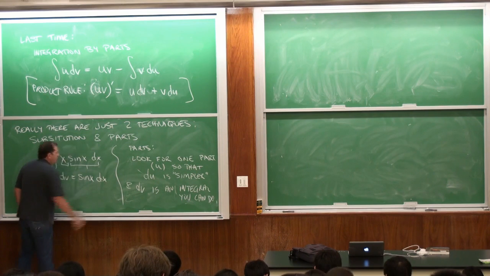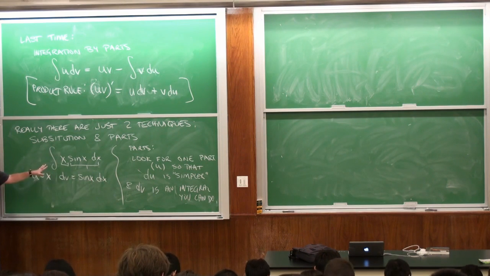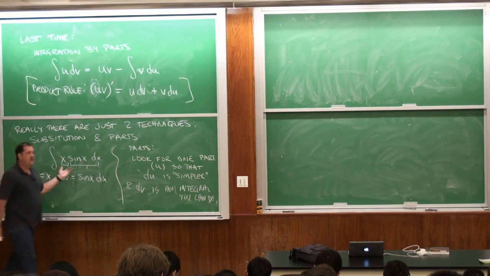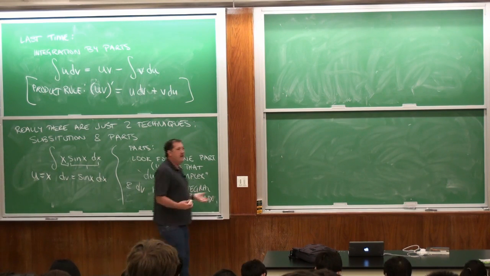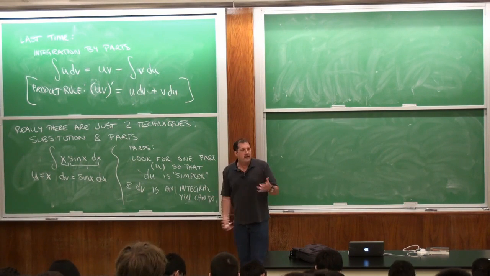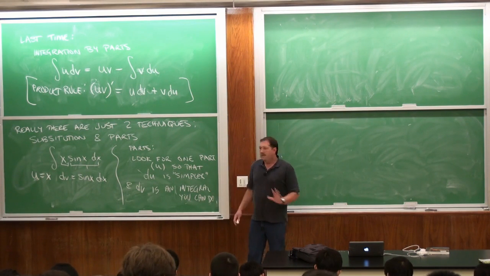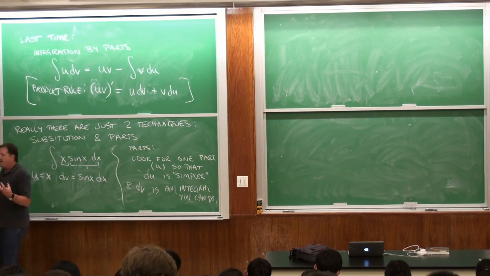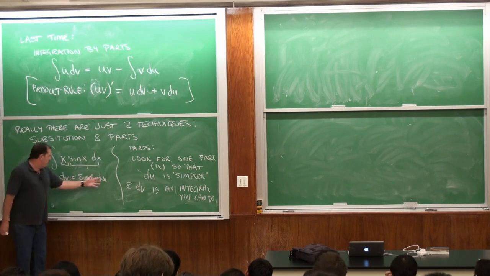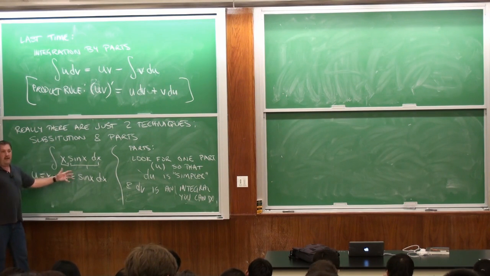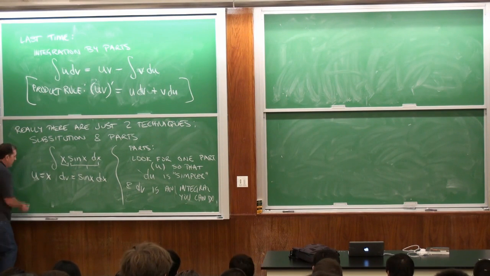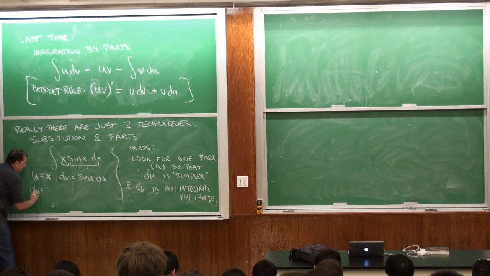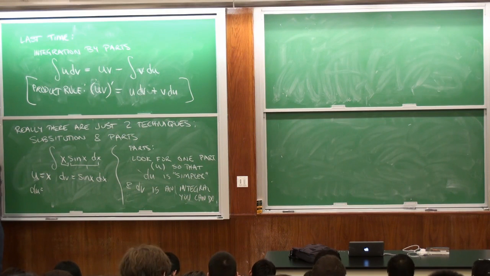And again, it's important to write the dx, because if you don't, then sometimes you forget which one you're integrating and which one you're differentiating. It's not as important as in substitution, where the dx actually measures something. Here it's just reminding you that this is the derivative of a thing. So if u is x, then we need to know what du is. So what's du?